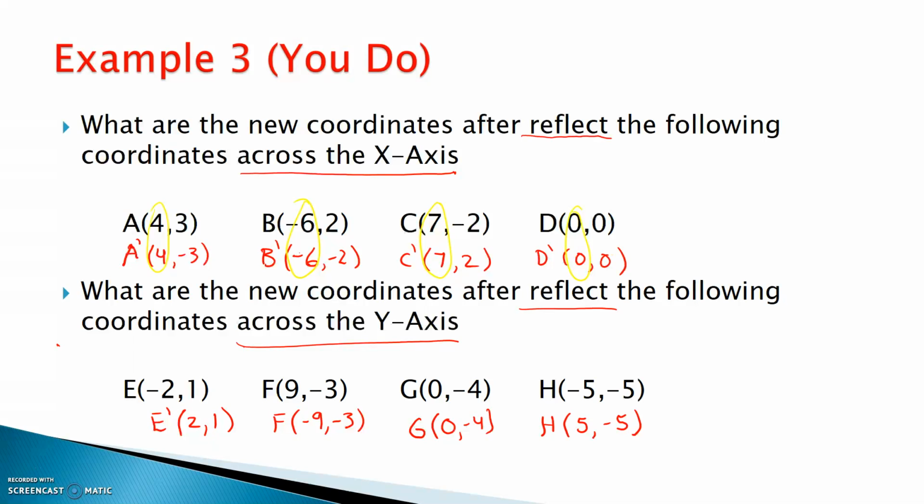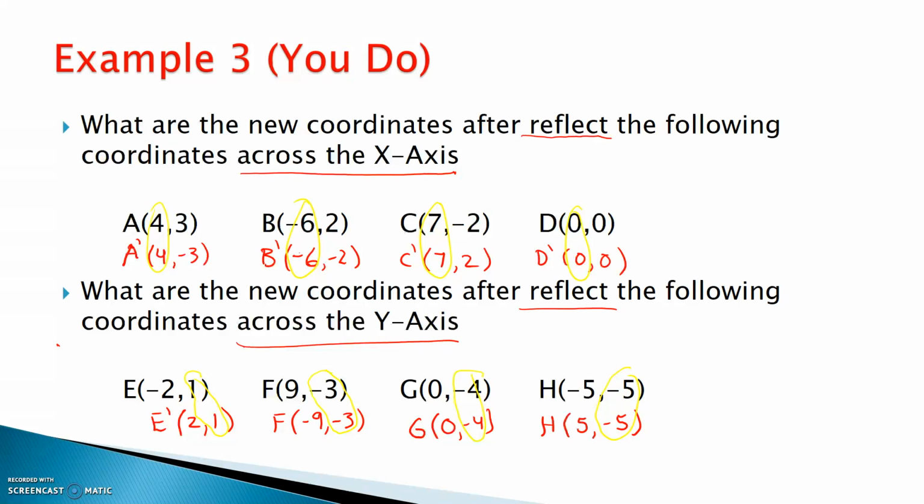Similarly, same idea, right? If I'm reflecting across the y-axis, notice my y values this time are the ones that stay the same. Okay, but my x values are the ones that are changing. So from a negative to a positive, positive to a negative, 0 is going to stay at 0, and then -5 goes to 5.